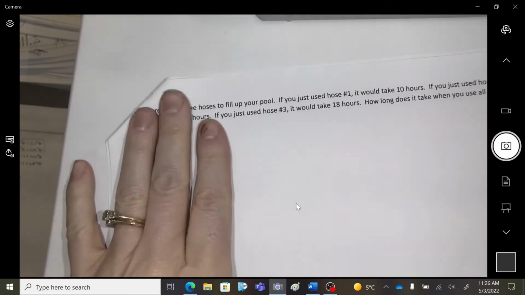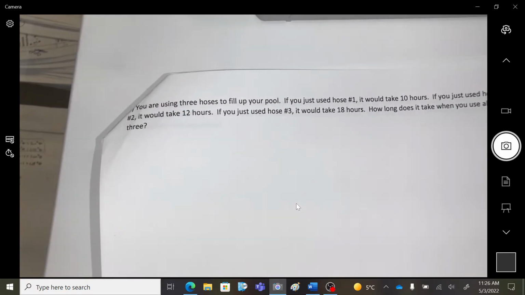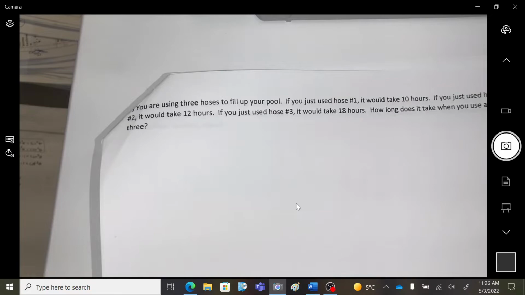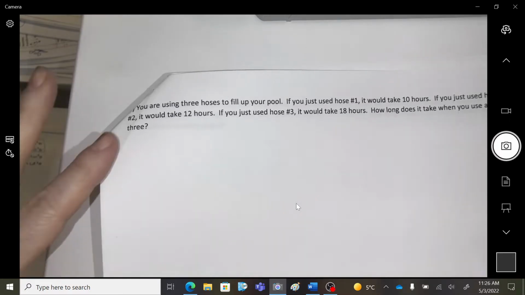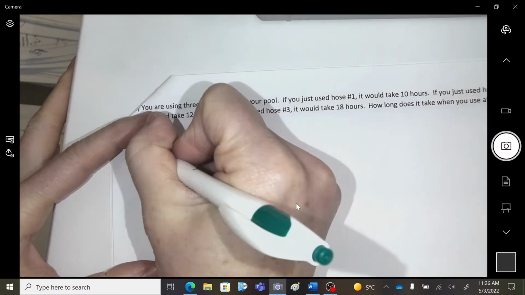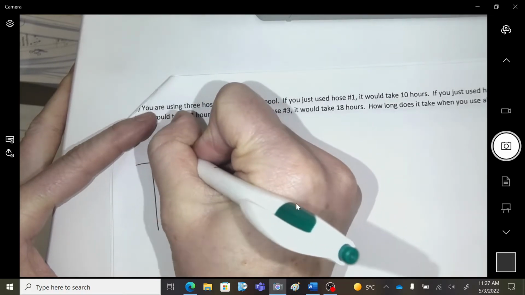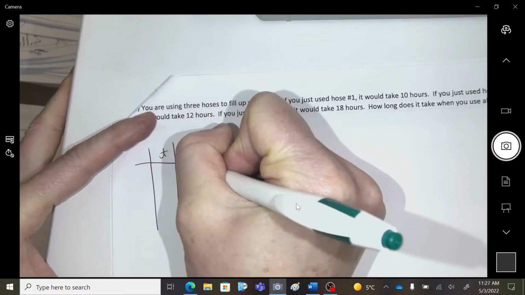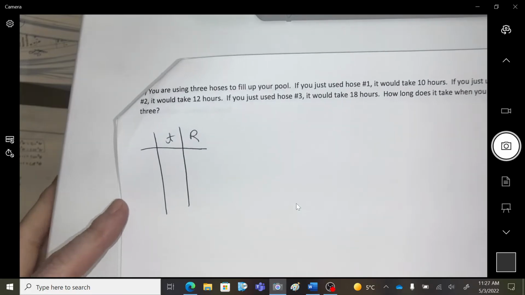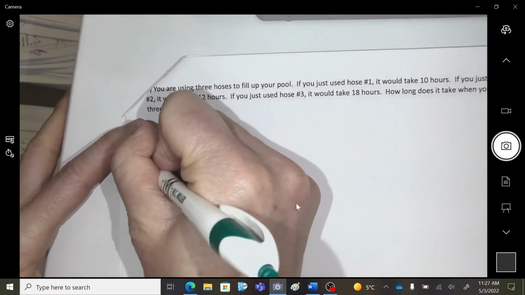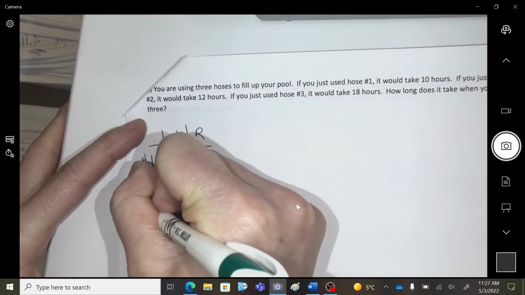Okay, you're going to fill up your pool and you're going to use 3 hoses. Hose number 1 takes 10 hours, hose 2 is 12, hose 3 is 18. But if you could use them all at the same time, how long would it take? Okay, so this is the same question style. Time and rate, we had a hose 1, a hose 2, and a hose 3.